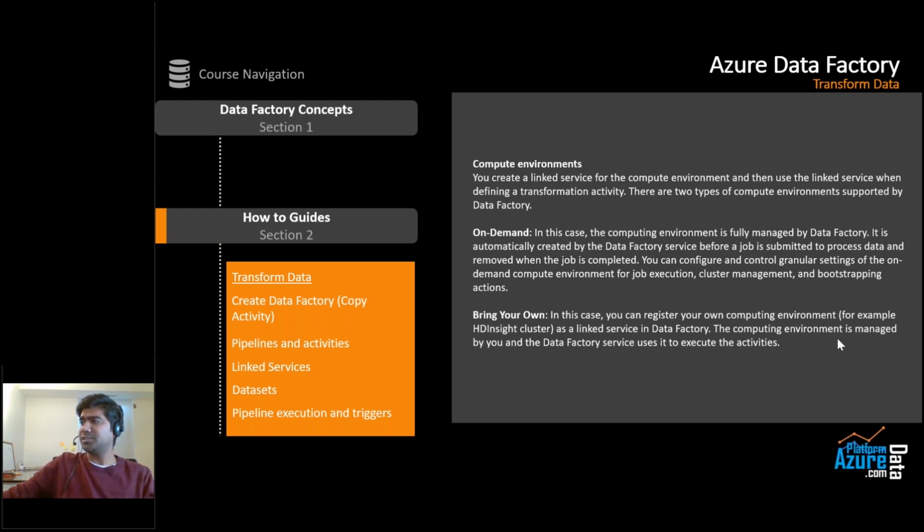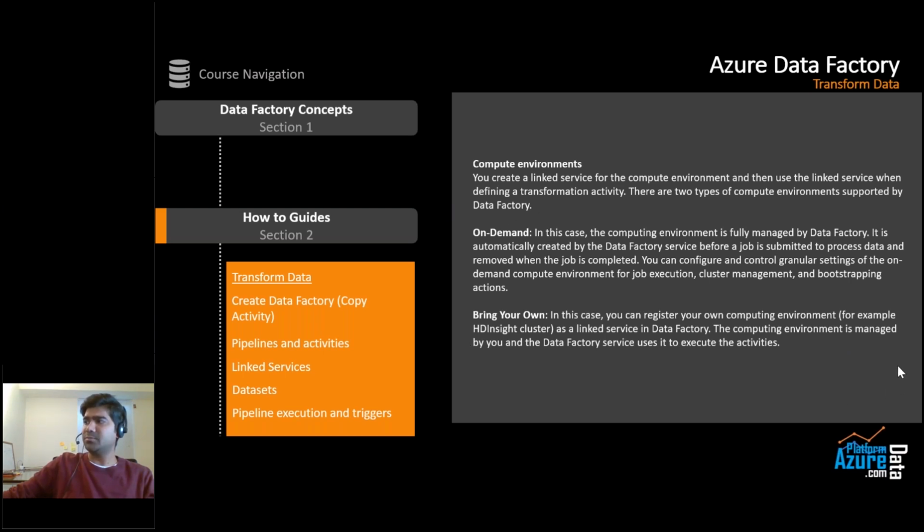Most of the jobs will be on demand, but in case you want to leverage some features, where you have some HDInsight activity, like the activities related to HDInsight, Hive, Pig, MapReduce, in that case, you have to define linked services for those environments in your data factory, and then you can start using that.